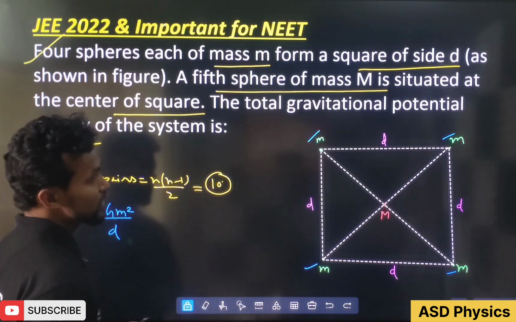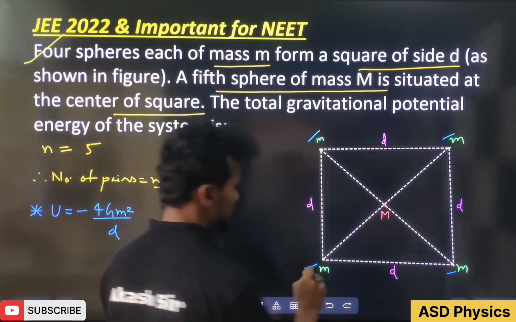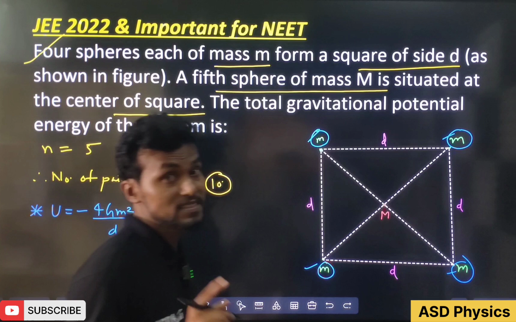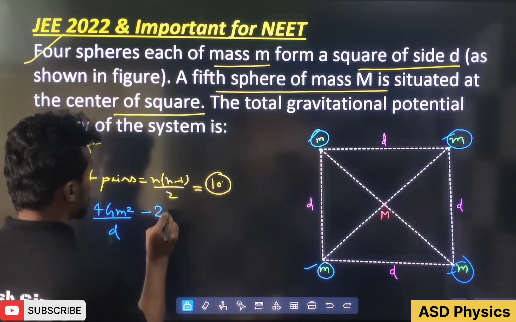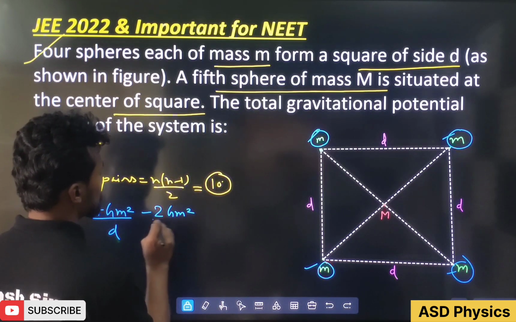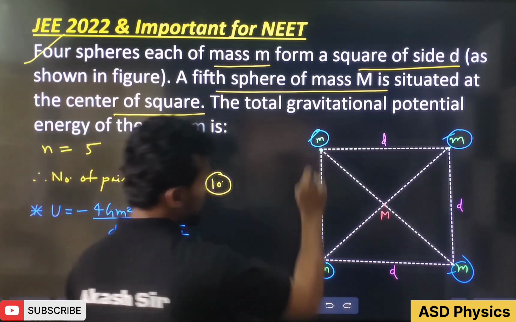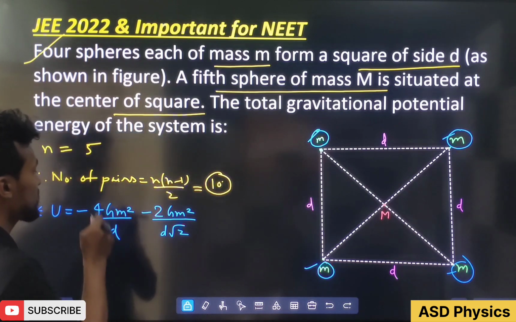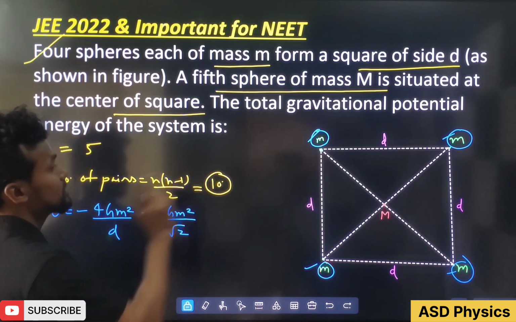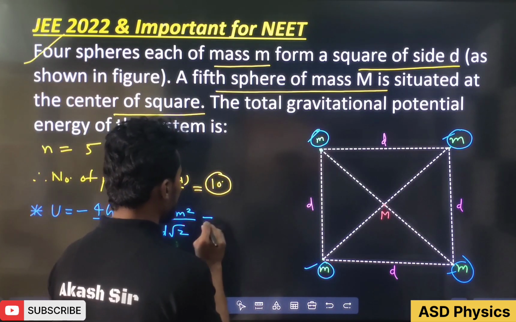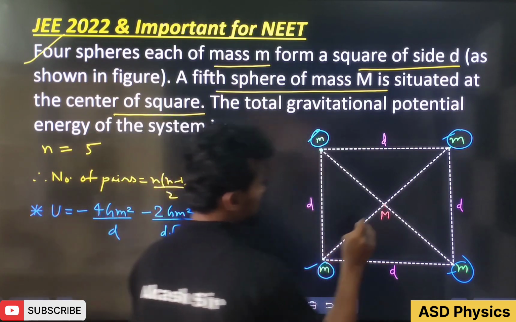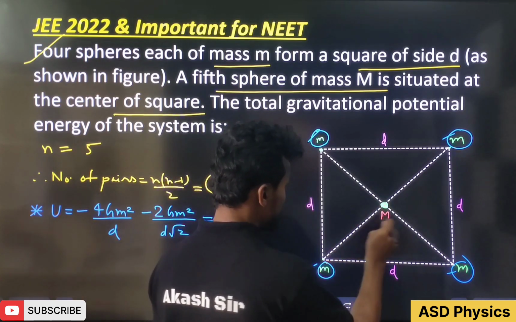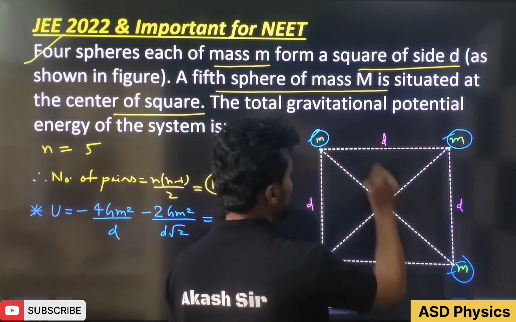Okay. Next one, after that, students, we have to see the diagonal ones here. This m, this m, this m, this m. How many pairs are there? 2 pairs are there. That means we have to write here minus 2 G m square by d root 2, because this is d, this is d. That means the total distance is d root 2. That means total how many terms are there? 4 plus 2, 6. Still how many terms are pending? 4 terms are pending. And where are these 4 terms? These 4 terms are with this capital M. Because this capital M is making 4 pairs. See, first pair, second pair, third pair, and fourth pair here.